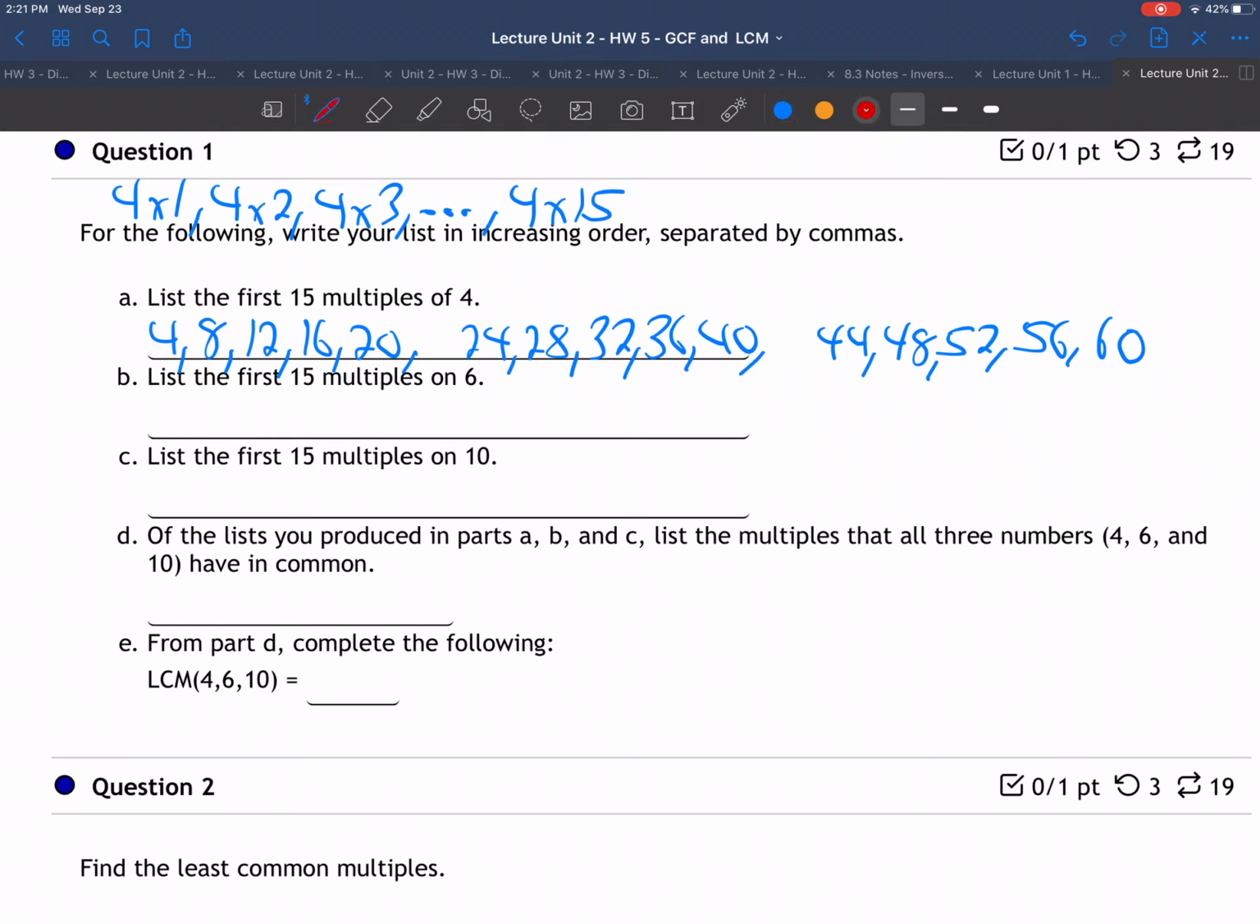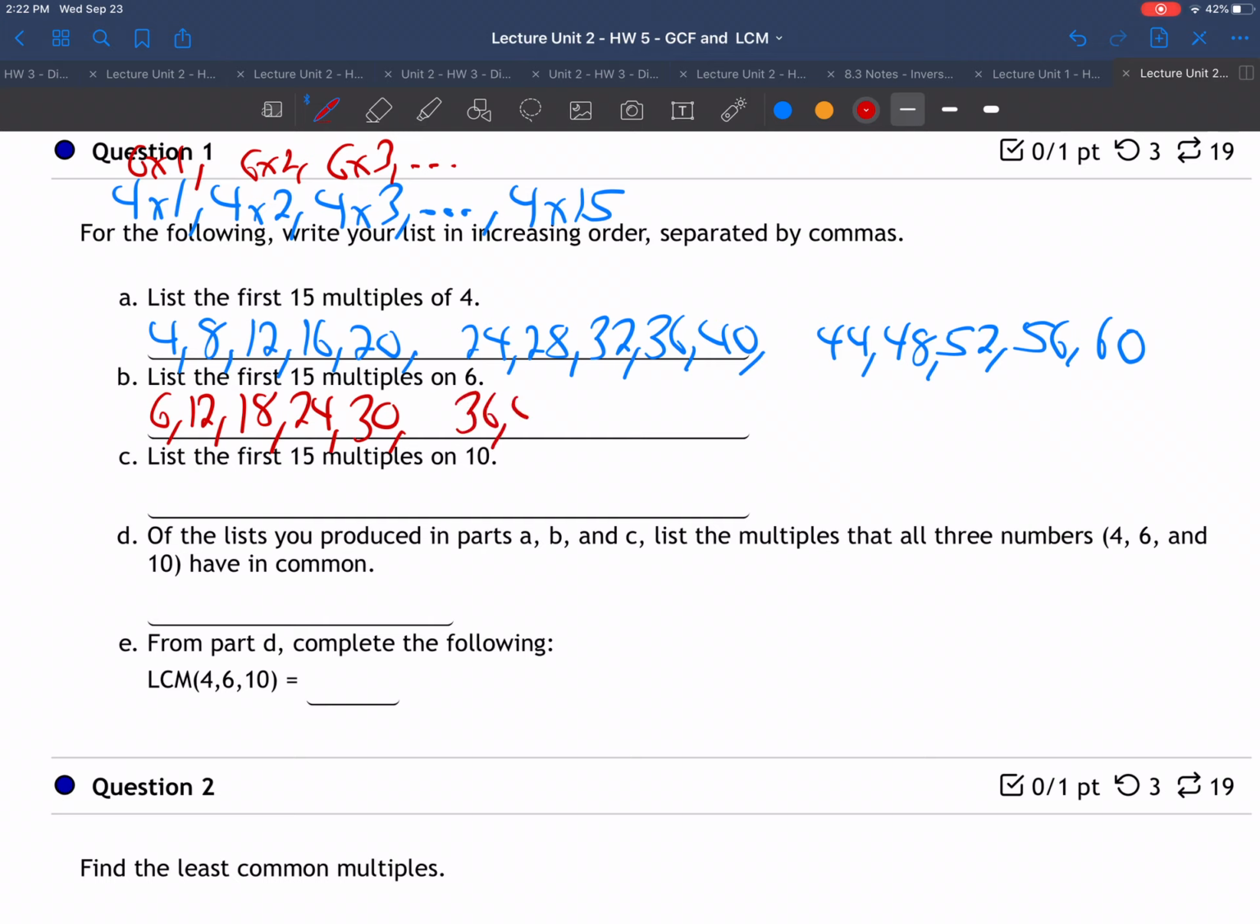Next, we're supposed to list the first 15 multiples of 6. So you start with 6, and this is going to be 6 times 1, 6 times 2, 6 times 3, etc. So that'd be 6, 12, 18, 24, 30. So you can use your calculator, 6 times 1, 6 times 2, etc. And then I'll do the next one.